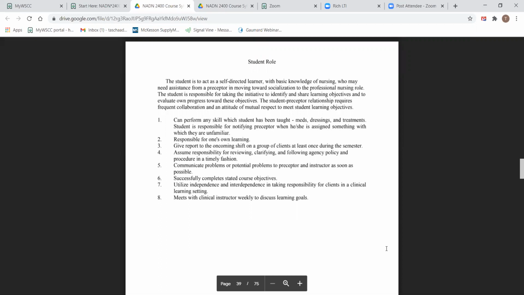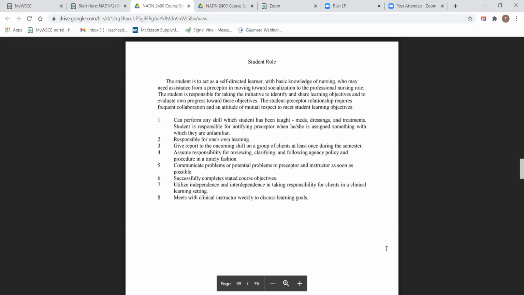You can perform any skill that you've been taught up until this point. We'll talk more in orientation because each facility is a little bit different regarding what you can do in the clinical facility.